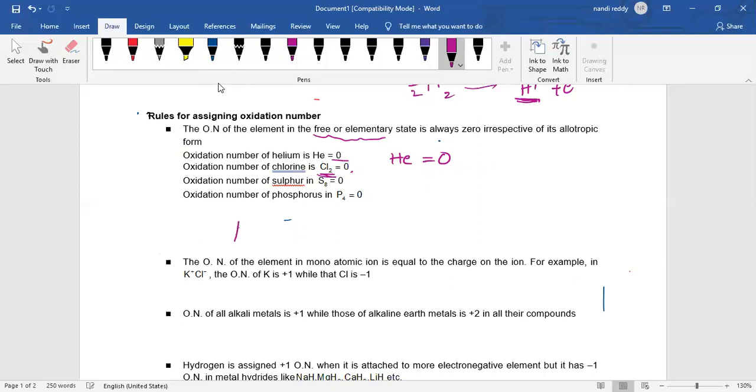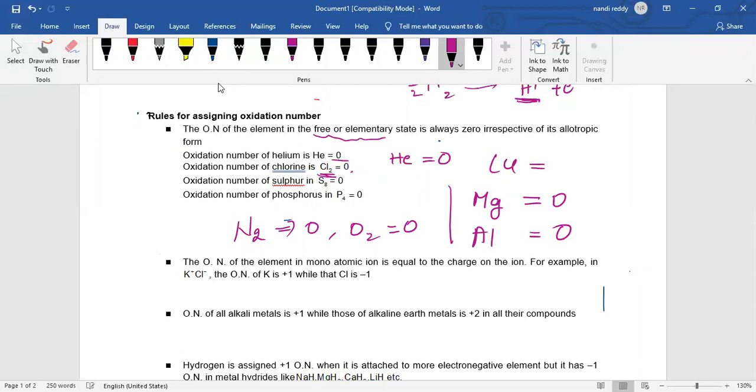You can see other examples also. N2: nitrogen is alone. It doesn't combine with anyone, so the oxidation number is zero. O2 also zero, like this. Even you can consider metals. Magnesium doesn't combine with anyone, so you can take the oxidation number as zero. Aluminum doesn't combine with anyone, you can take oxidation number zero. Copper doesn't combine with anyone, so the oxidation number is zero. Clear?